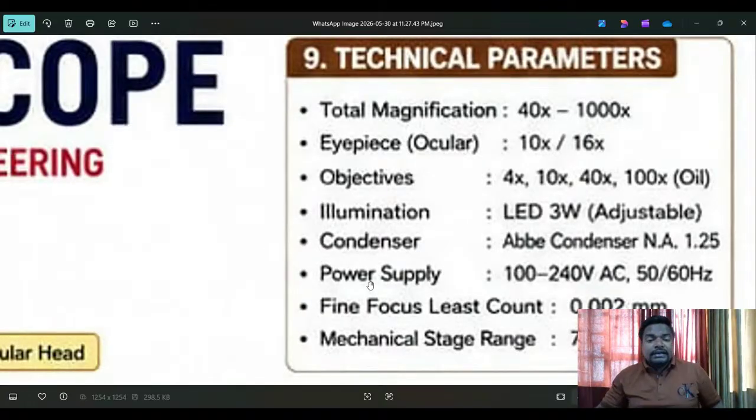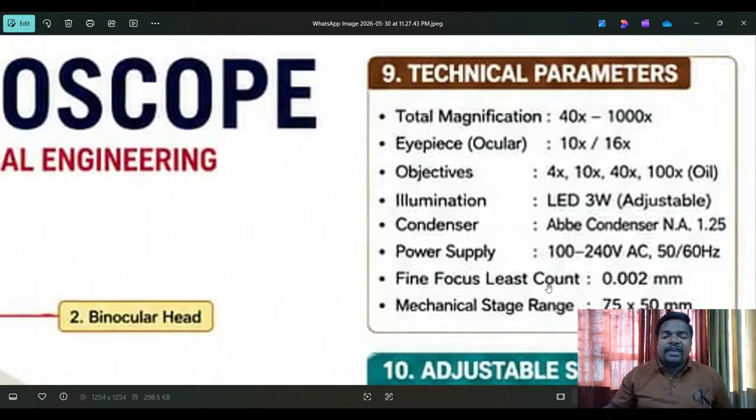Fine focus least count 0.0002 mm. Mechanical stage range 75 into 50 mm. This is only for knowledge purpose I am giving, but for servicing purposes you have to keep all these things in your mind. Within fractions of seconds you have to provide the services. This is a minor equipment, but you have to keep proper planning and provide very good reliability and dedicated skill, which is very important.